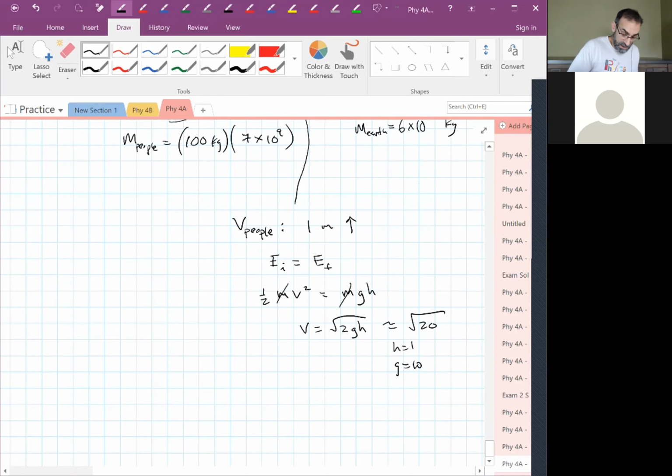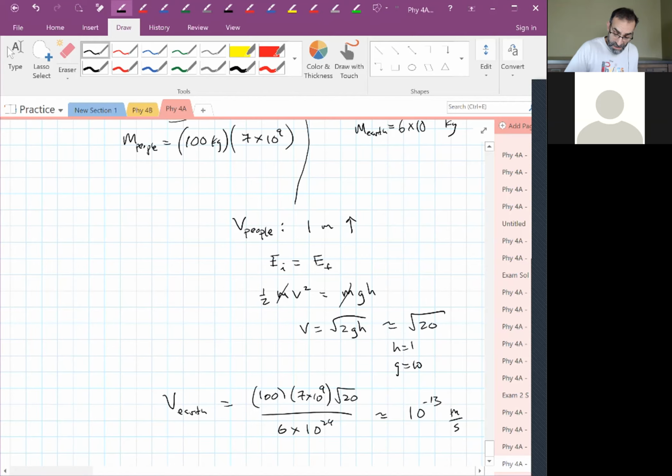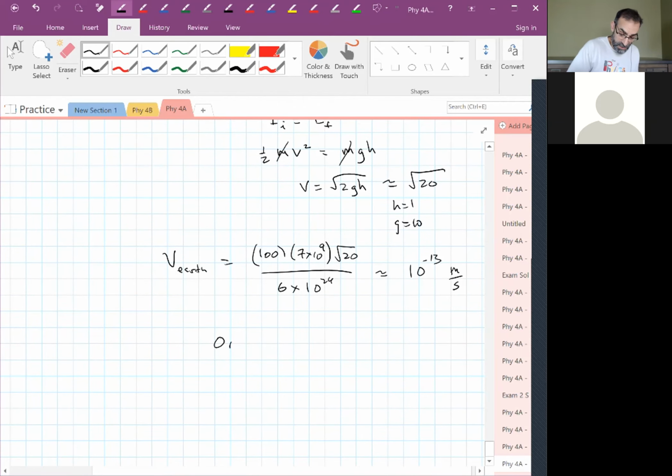So what do we get here? We get the velocity of the Earth. 7 times 10 to the 9th, times the square root of 20, that's a 20, over 6 times 10 to the 24th is approximately 10 to the minus 13 meters per second. What is that? 0, 1, 2, 3, 4, 5, 6, 7, 8, 9, 10, 11, 12.